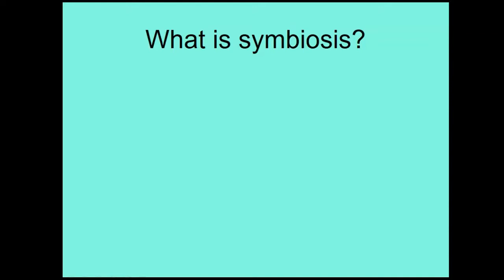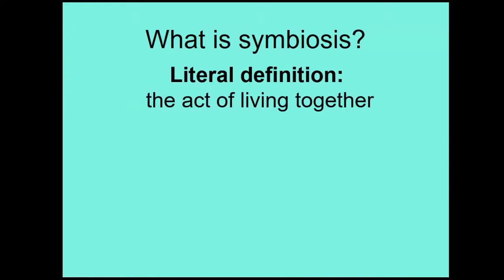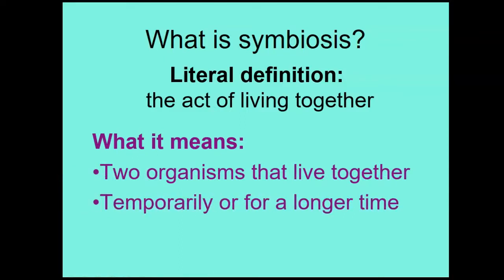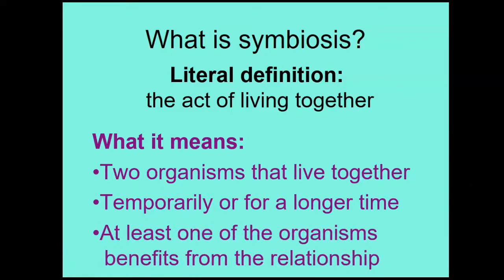Okay, so what is symbiosis? The literal definition of symbiosis is the act of living together. And what that means is you're going to have two organisms that are living together, and it could be temporarily or it could be for a long period of time. And at least one of those organisms is going to benefit from that relationship.